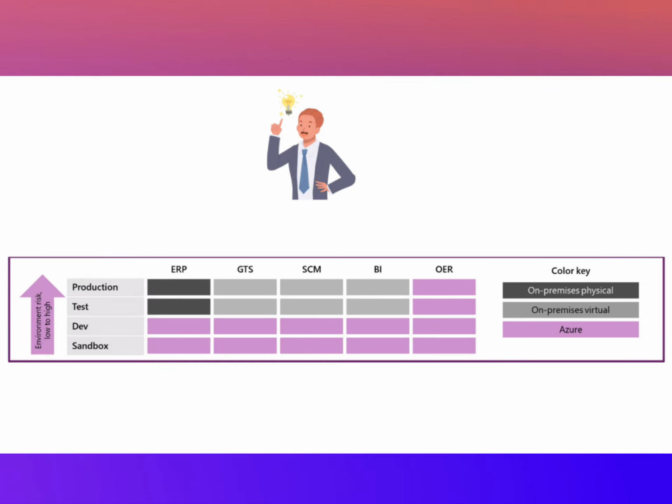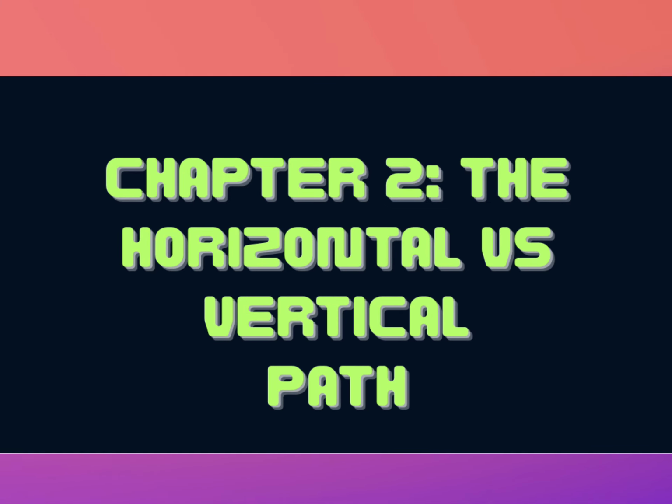One night, staring at his migration plan, Harish crafts a clever graph. The columns are SAP systems, the rows are environments. From non-critical sandbox at the bottom to ultra-critical production at the top. He sees two paths. Chapter 2: The Horizontal versus Vertical Path.